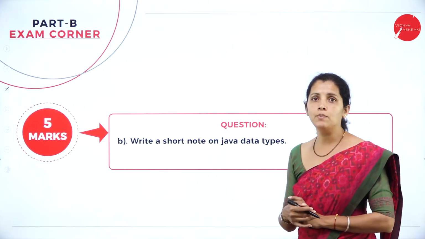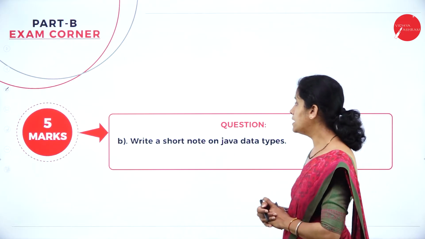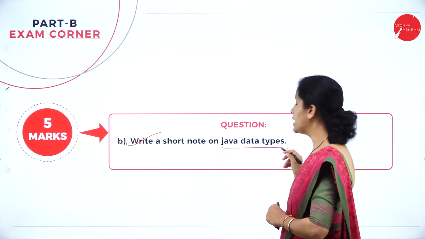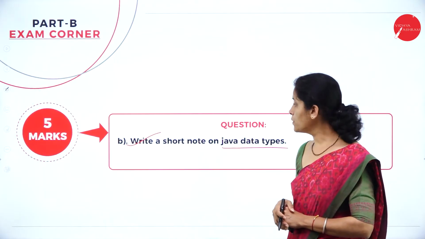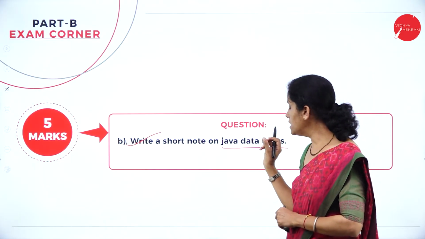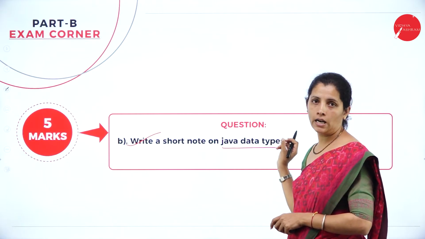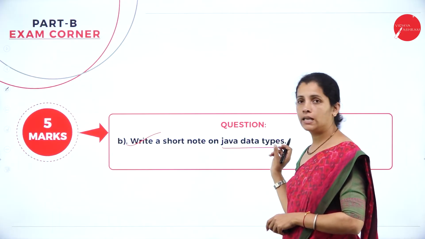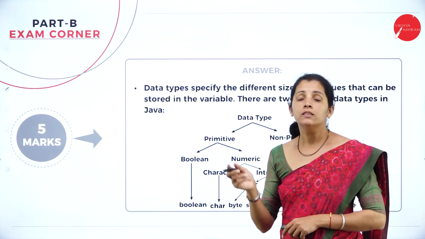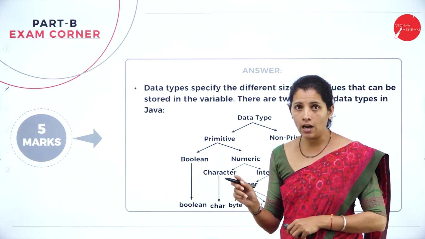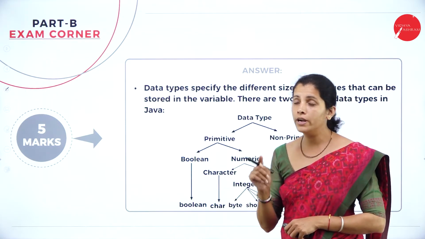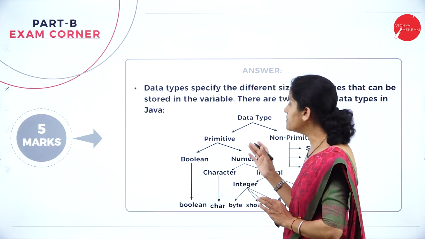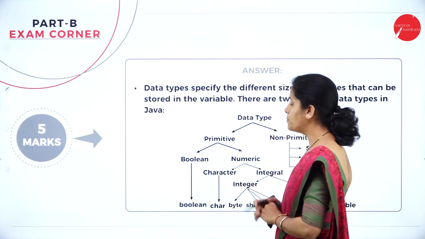Now, dear student, my second question is: write a short note on Java data types. This is the question. I want to write a short note on data types and it carries 5 marks. So, what is a data type? To identify the particular type or kind of data, I have Java data types, and they are classified into primitive and non-primitive.